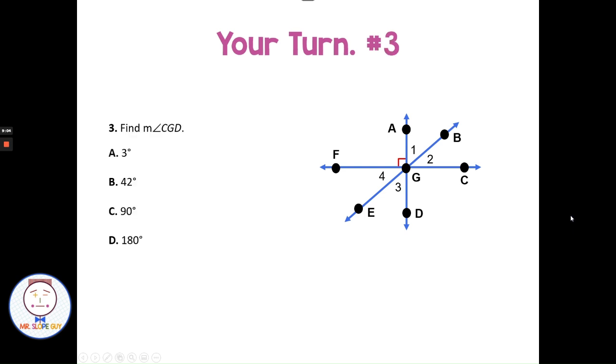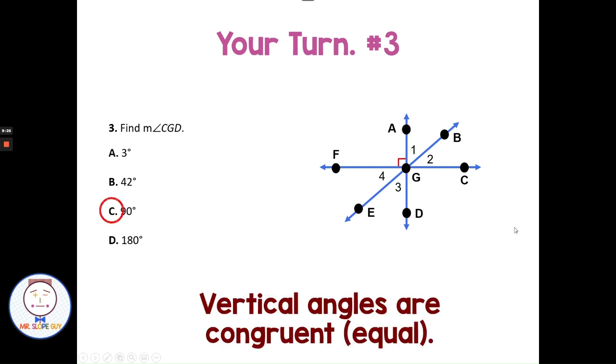All right. We're asked to find the measure of CGD, from C to G to D. Well, CGD is also a vertical angle. It's vertical angle to this red little box, and the red little box we know equals 90 degrees. So if it's vertical to that, that must mean it is also equal.